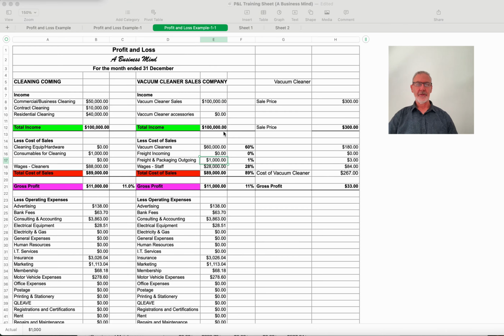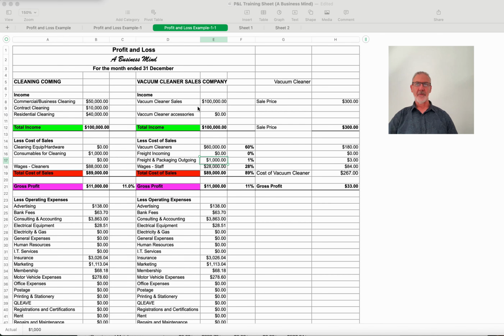So this is a common error, what happens with products or even services for that matter. When we get an income, we see we've got 100,000 income there, and that money might go into the bank, and we think we've made $100,000 profit, or we can spend that $100,000, where this gives you a true indication of what you really make out of the vacuum cleaner.